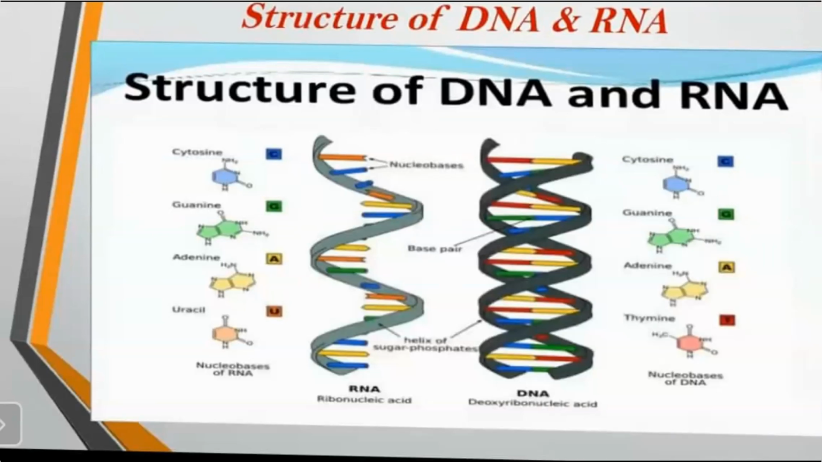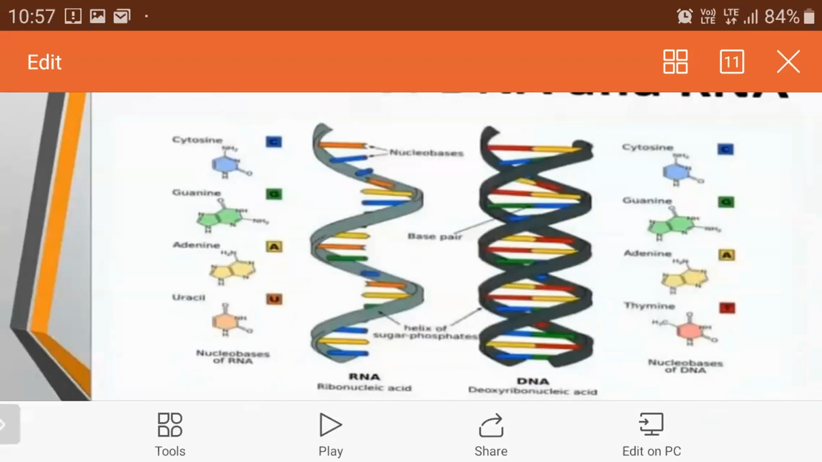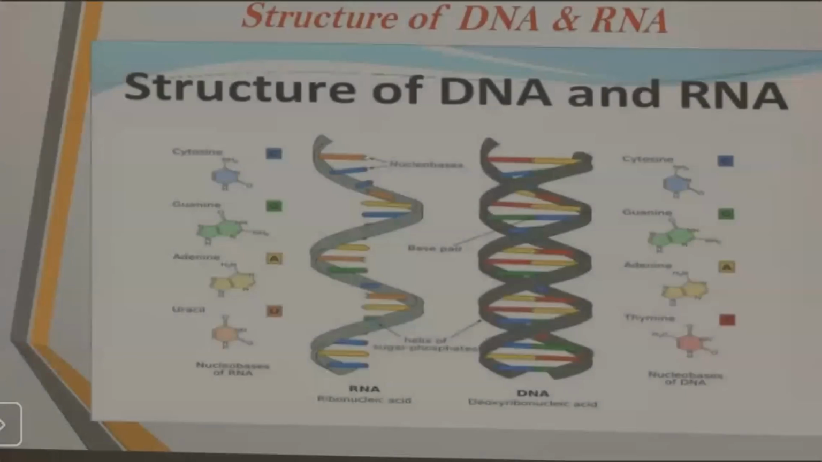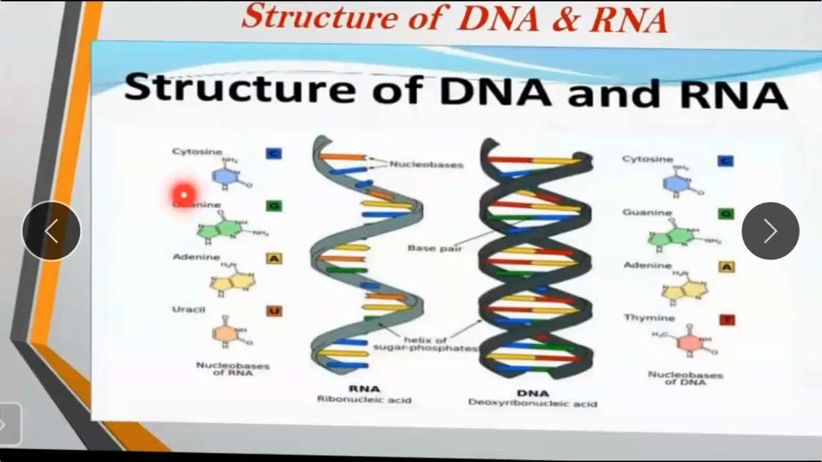See, this is the structure. Sorry, this is the structure of an RNA and this is the structure of DNA. Here cytosine, guanine, adenine and uracil are present. But in the case of DNA, here cytosine, guanine, adenine, thymine are present. These are the nucleobases of DNA, and these are the nucleobases of RNA. The only change is that in DNA thymine is present, and in RNA uracil is present.